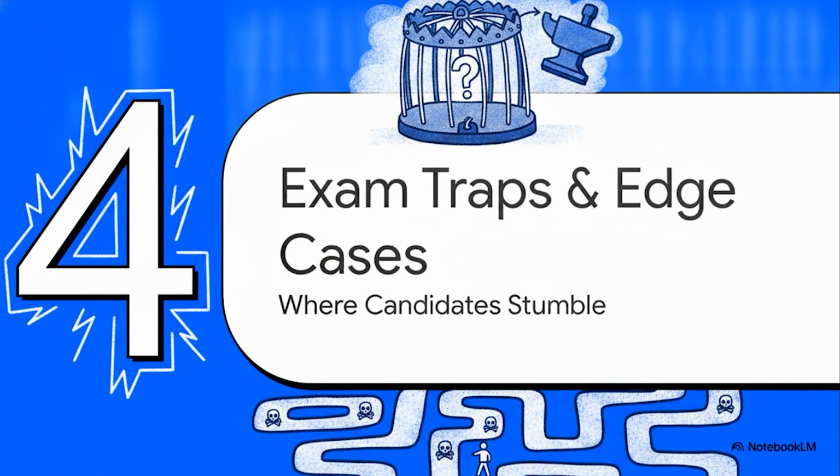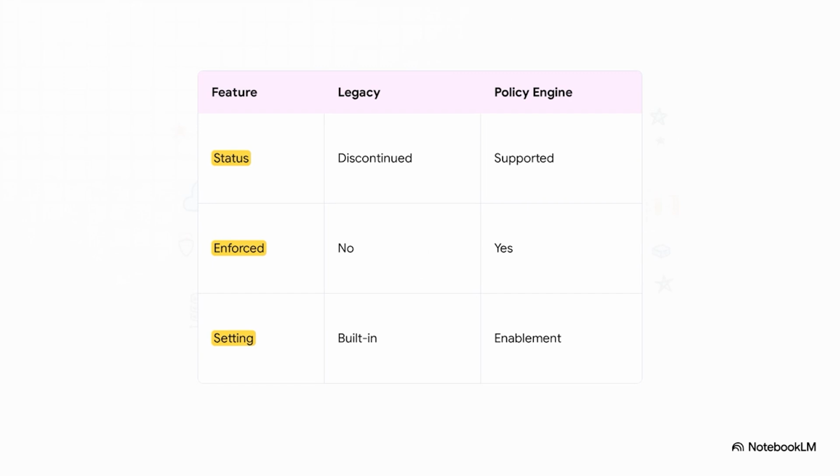Section 4. Exam traps and edge cases, where candidates stumble. Listen up, because this right here is a massive exam trap. Starting with version PC.2024.1, legacy quotas are dead, finished. Prism Central totally discontinued supporting or enforcing those old legacy quotas that you used to define directly in the projects. Now, you must explicitly go into the Admin Center settings and enable the policy engine to enforce any quotas at all. If a scenario asks why a quota is being ignored on PC.2024.1, the answer is guaranteed to be that the policy engine hasn't been enabled.